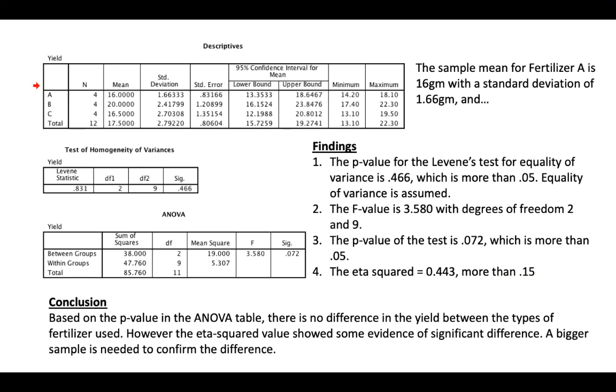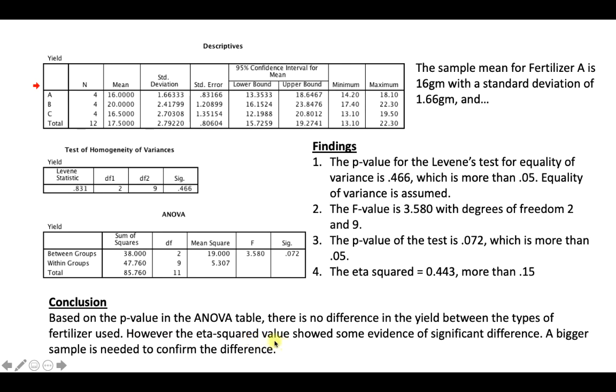Let's take a look at the results here. Your F-value is 3.580 with degrees of freedom 2 and 9. You should know how to calculate the degrees of freedom. And the p-value of the test is 0.072, which is more than 0.05. Conclusion, straight to conclusion: based on the p-value of the ANOVA table, there's no difference in the yield between the types of fertilizer used.